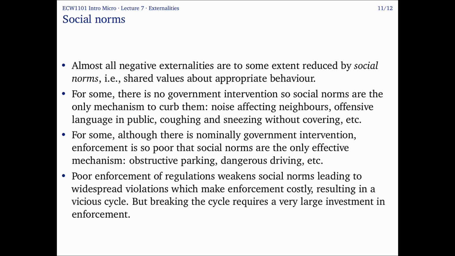There's things like littering, dangerous driving. Depending on the level of enforcement, it varies between how much is it a social norm, how much is it a government intervention in terms of setting a limit effectively. There are some where there is no government control, right?